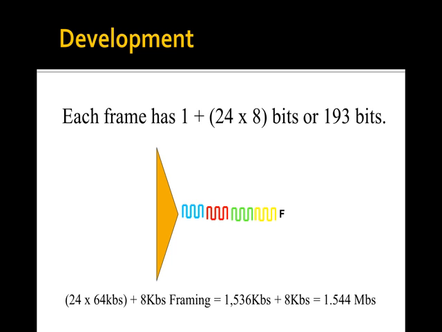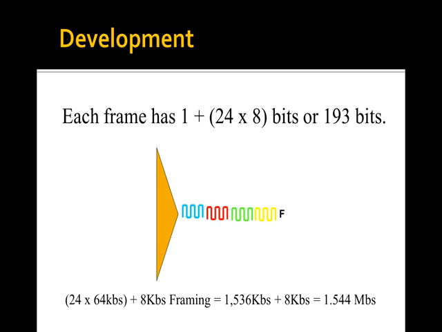So if you go through the math, I've got my samples, 24 channels, times 64 kilobits. There's my 1.536. I add 8 kilobits of framing, so I know where I am in this whole structure. And we end up with a data rate of 1.544. If you go look up T1 or DS1, that's the data rate. You okay with this so far?